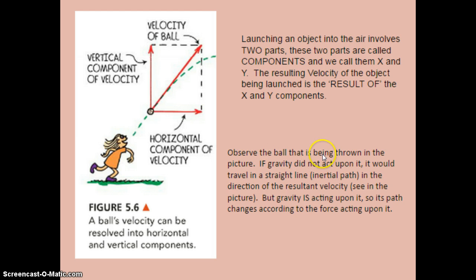So observe the ball that is being thrown up in the picture. If gravity did not act upon it, it would travel in a straight line. This would be its inertial path. If there was no gravity acting, it would just keep on traveling in this direction, just like the hovercrafts in the hallway.